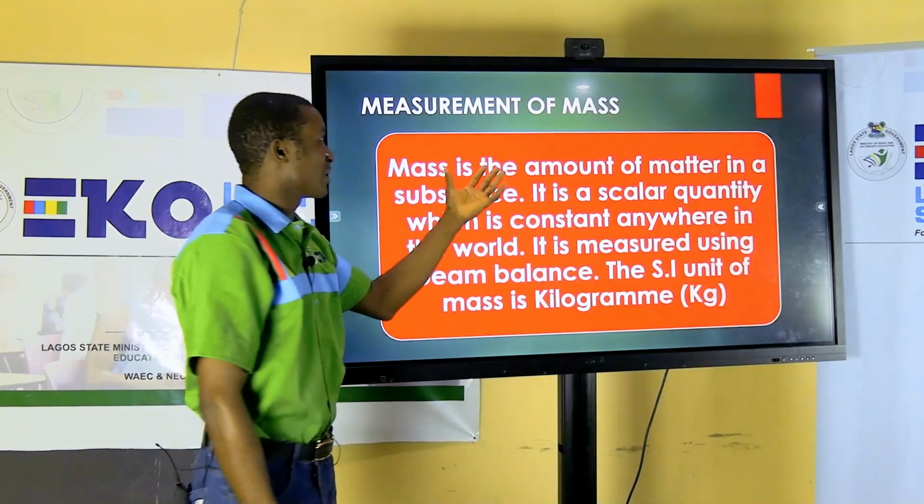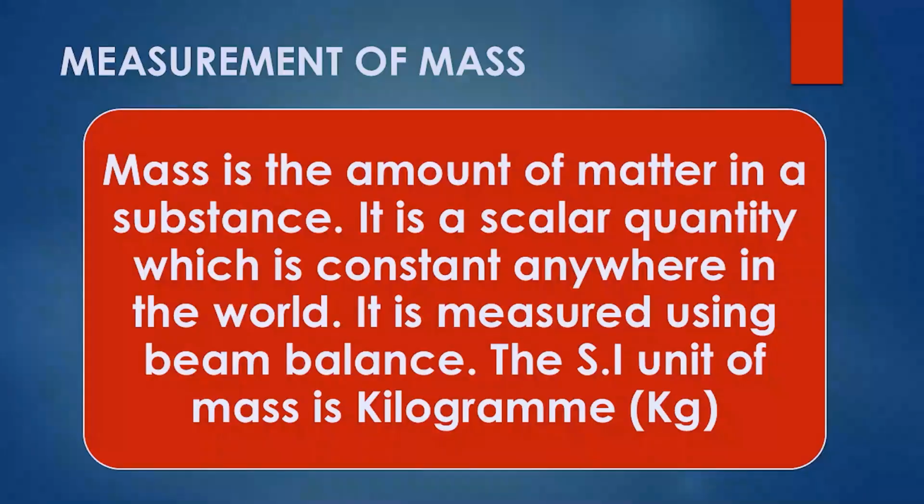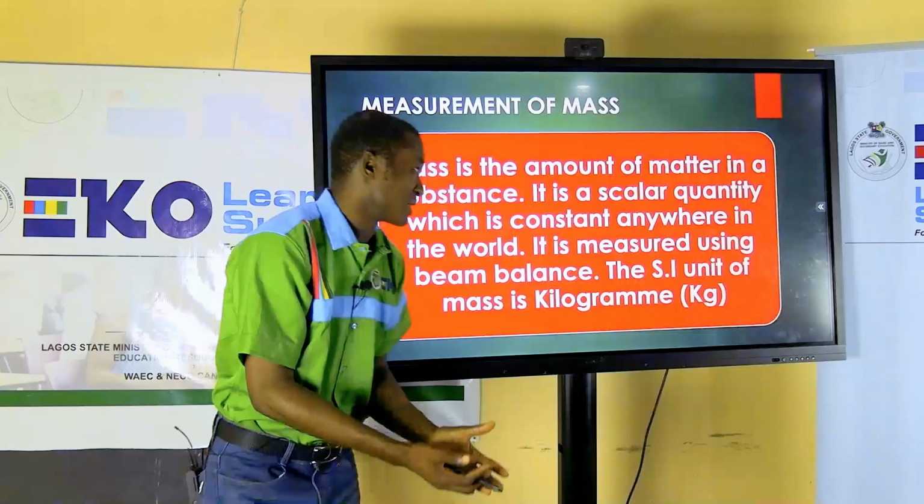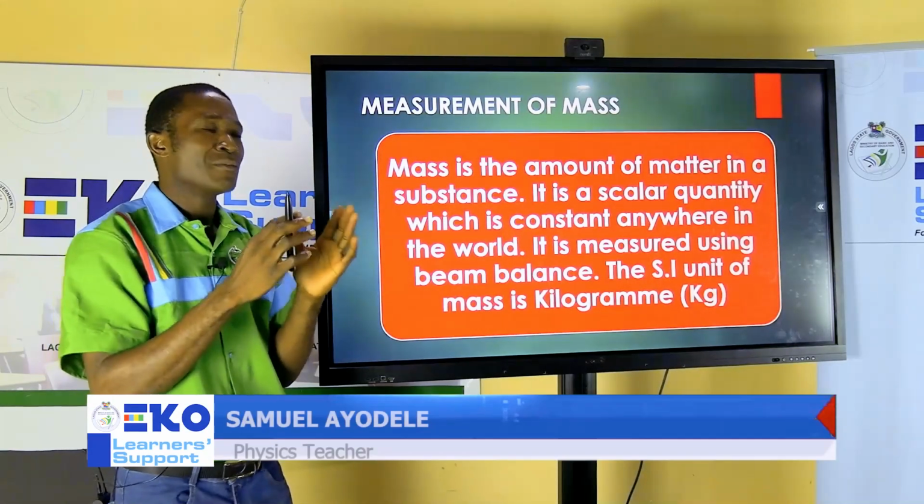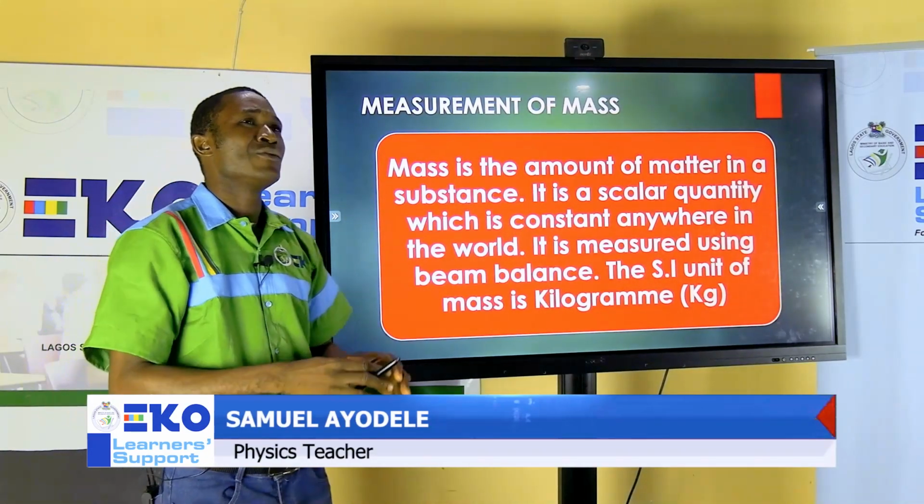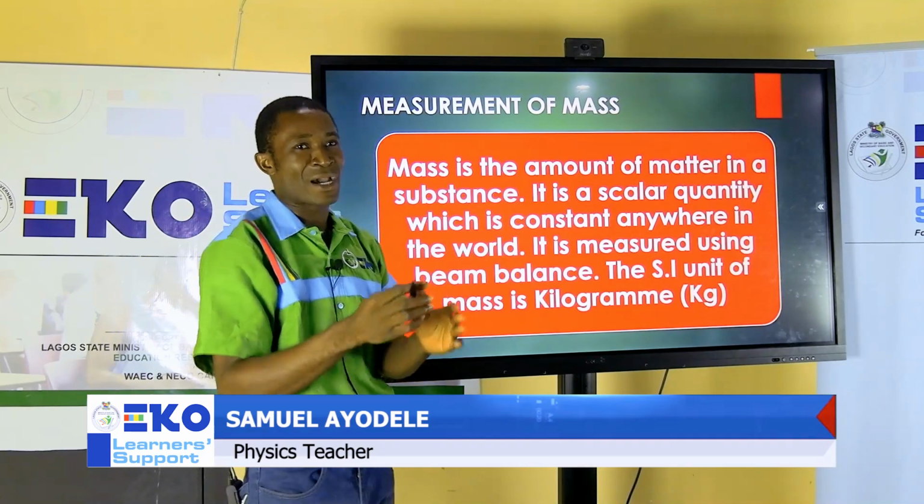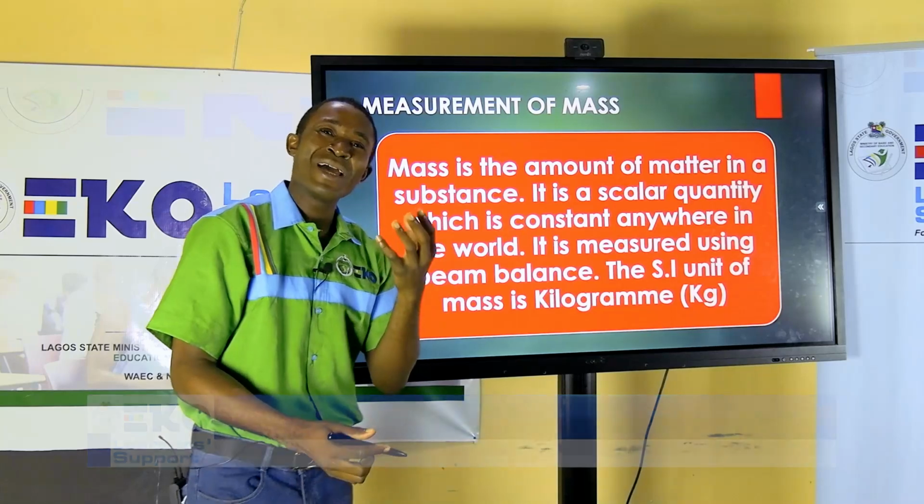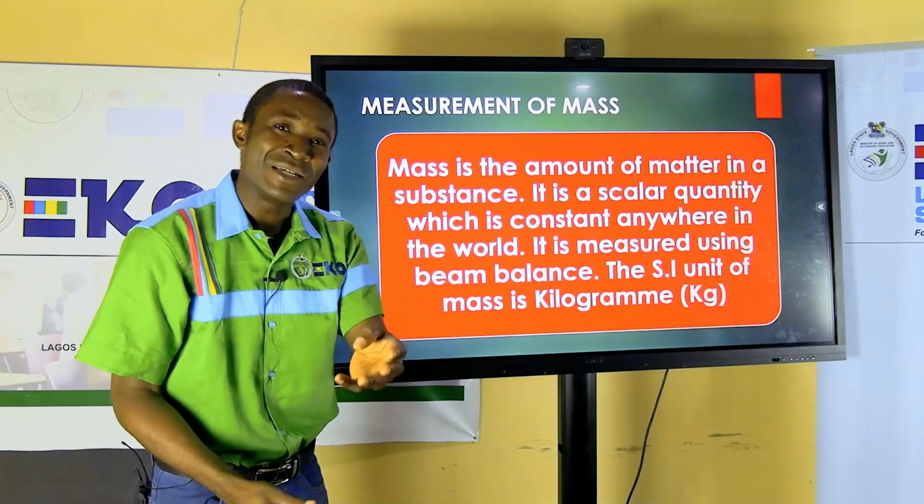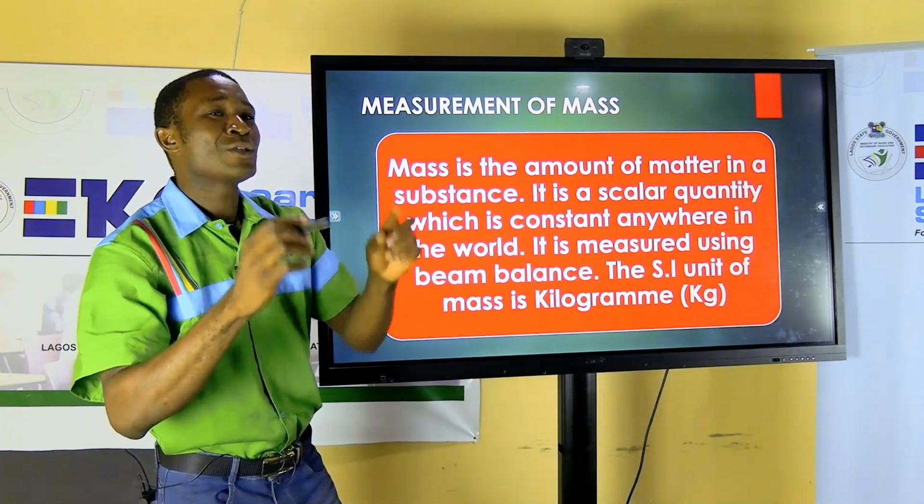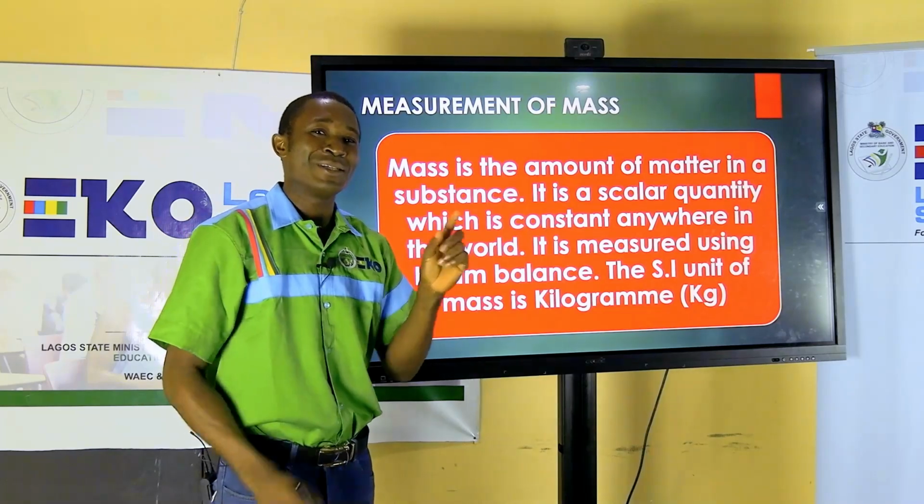Now, let's talk about measurement of mass. When we're talking about mass, mass is a quantity or the amount of matter in a substance. So when we look at the word mass, most of you make the mistake of mixing mass and weight. If you measure anything and it is in kg, it is mass. What you call weight must be measured in Newton.